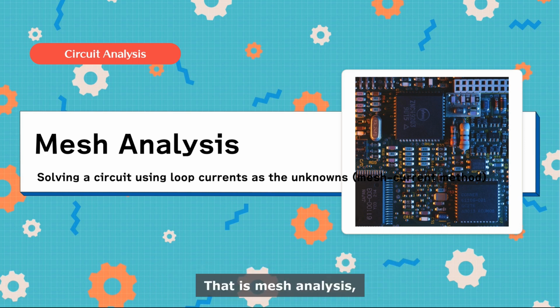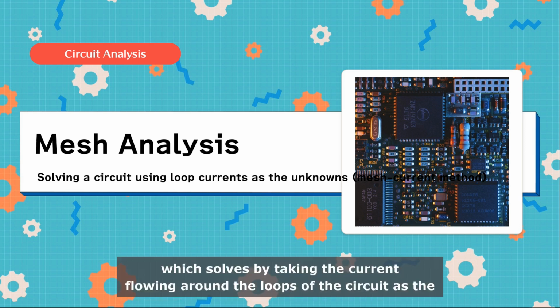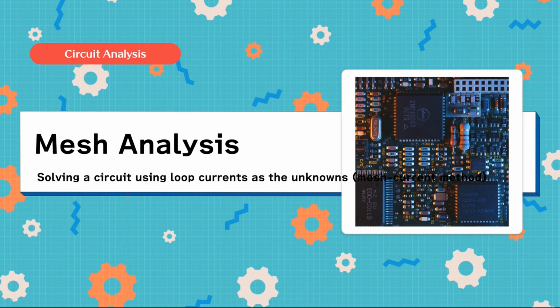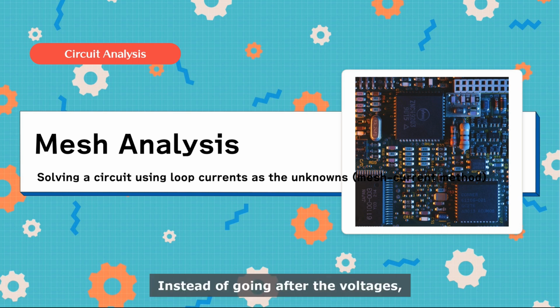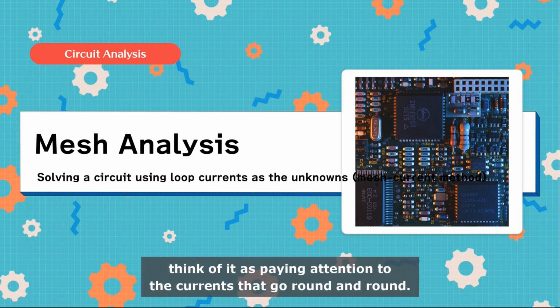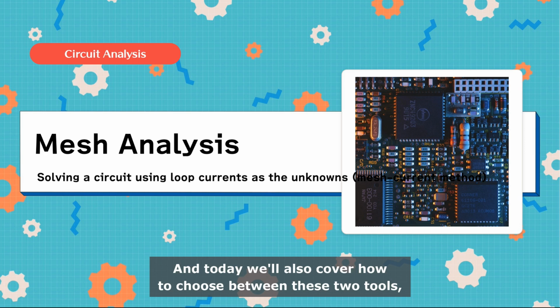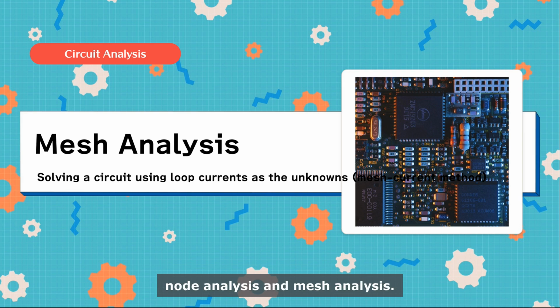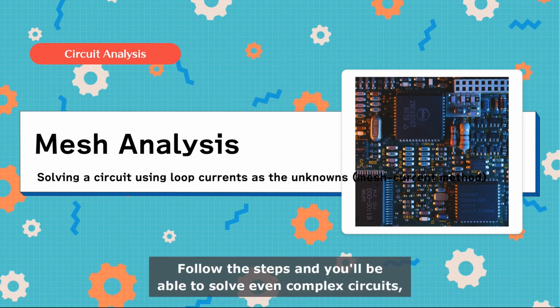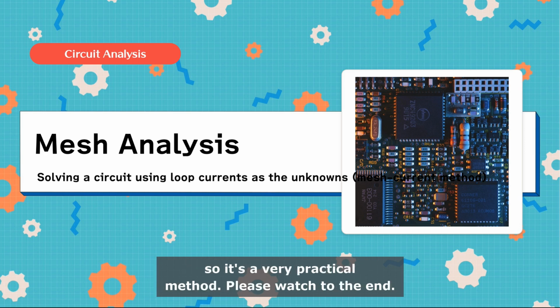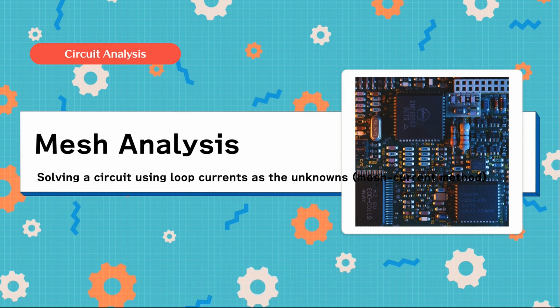That is mesh analysis, which solves by taking the current flowing around the loops of the circuit as the unknown. Instead of going after the voltages, think of it as paying attention to the currents that go round and round. And today we will also cover how to choose between these two tools, node analysis and mesh analysis. Follow the steps and you'll be able to solve even complex circuits. So it's a very practical method. Please watch to the end.